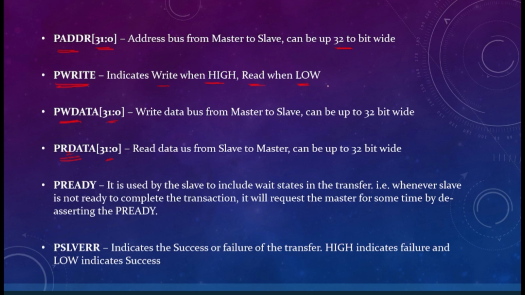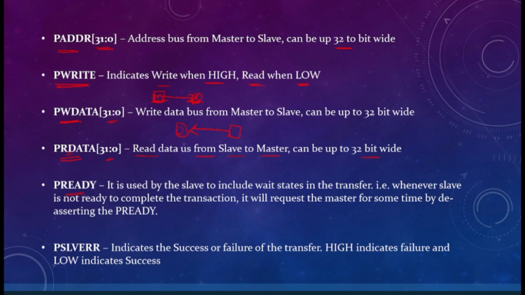Since we have already talked about P write data and P read data, basically the write data bus is from master to slave. That means whenever you want to write data from master to slave, it is write. And reading will be done from slave to master. You have to remember this. Writing will be done from master to slave. Reading will be done from slave to master. Both this read and write are also 32 bits wide.